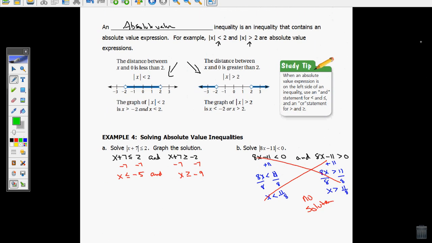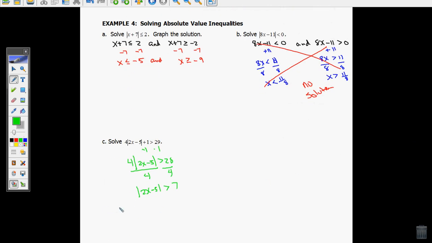The absolute value is indicating greater, so this is an OR type situation. 2x minus 5 is greater than 7, or 2x minus 5 is less than -7. And I solve. I'm going to add 5. So I get 2x is greater than 12. And over here, I'm going to add 5. So I get 2x is less than -2.